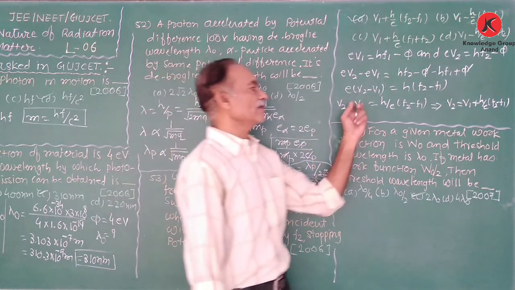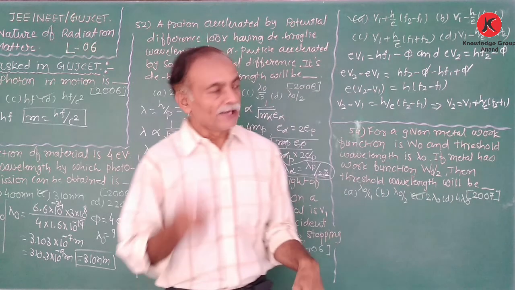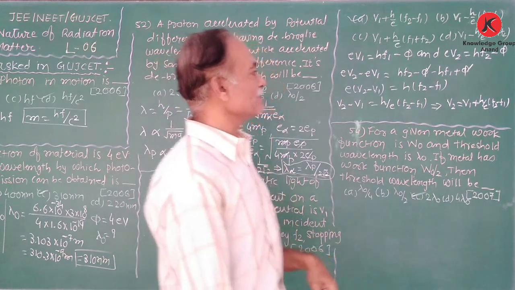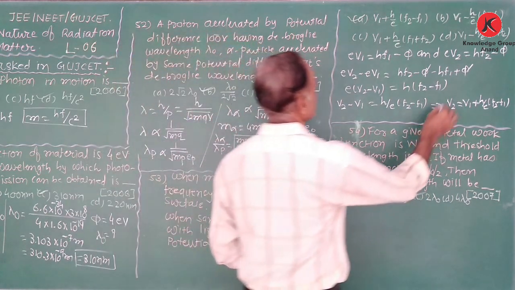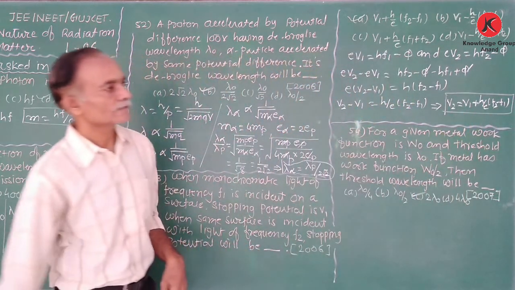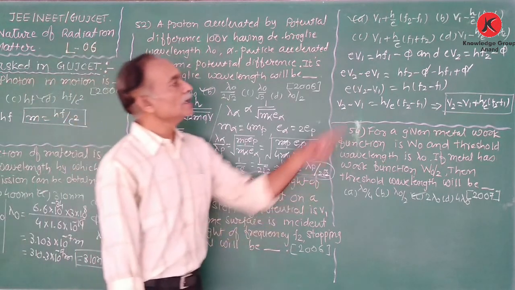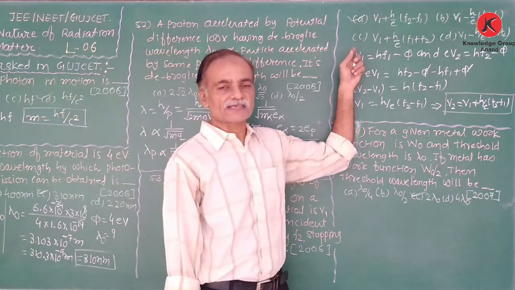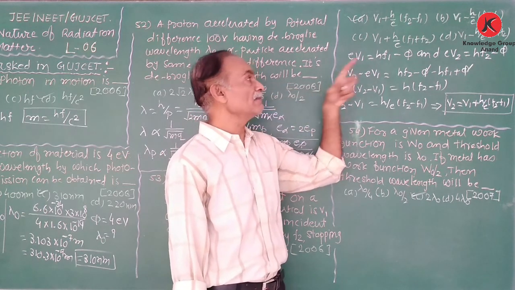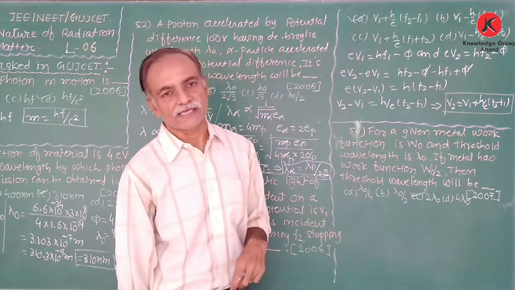As we take V1 to the right hand side, it becomes positive. Therefore, V2 is equal to V1 plus h upon e, f2 minus f1. That is our option A. Right? Again, from Einstein's photoelectric equation, half m v square maximum is equal to hf minus phi, which is equal to eV0, the stopping potential.